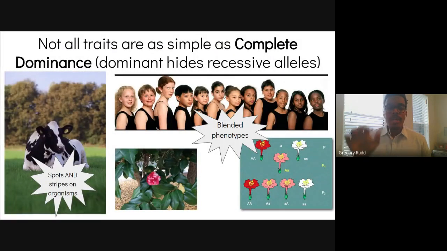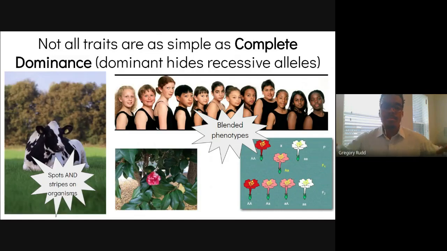So yesterday we introduced complete dominance, and in complete dominance, your dominant allele will hide the recessive allele. That means that if I have a heterozygous genotype, I've got one dominant allele and one recessive allele, then I'm going to have the dominant trait. The dominant allele is going to hide the recessive allele. And so there's no indication of the recessive allele being present at all. You only see the dominant trait. We call that complete dominance.